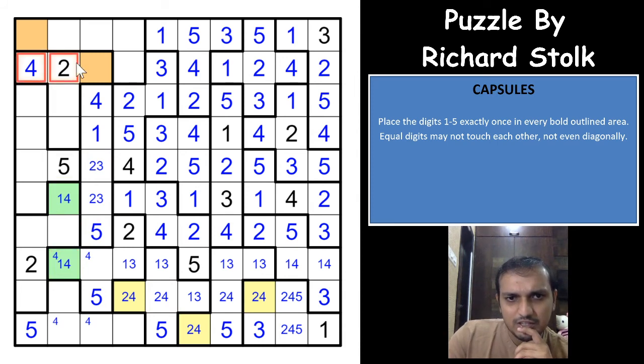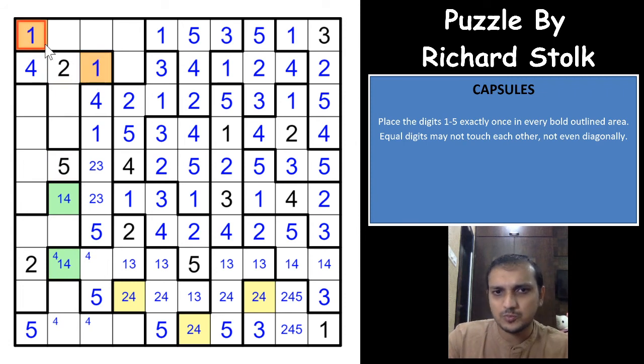A 1 in this T-shaped region will have to go here, so which means this becomes 1 here. 3 cannot be in any of these two cells, so 3 would have to be here. 2 cannot be any of these two cells, 2 cannot be here, so 2 would have to be here.